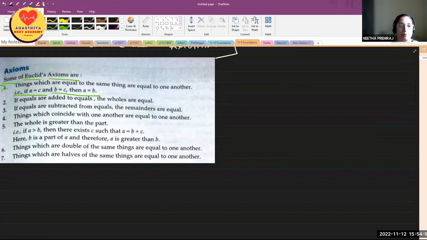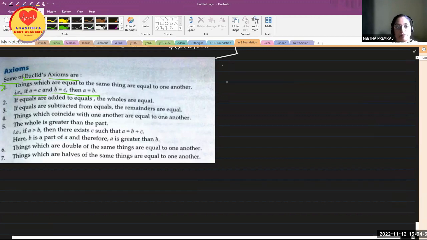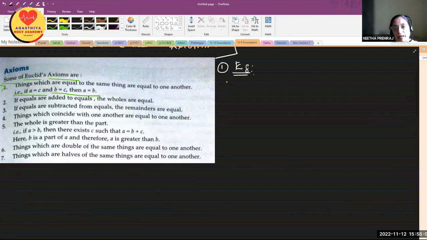For example, how do I give an example for the first axiom? I'm saying P is equal to A and Q is equal to A. From these 2 statements, you can say P is equal to Q, isn't it? Yes or no? For example, P is equal to A and Q is equal to A. So P is equal to Q.